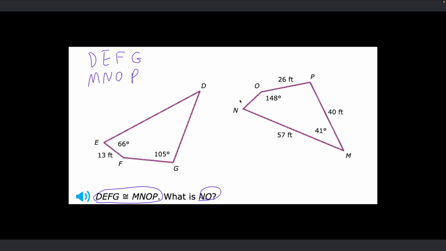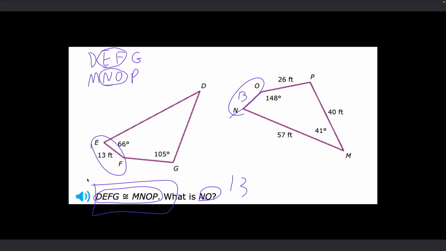So NO is over here, and we don't know what it is, but what we do know is, let's go to our congruent statement. NO, the middle two letters, matches up with EF, the middle two letters. And we know that they're the same. Well, I know that EF is 13, which means that NO must also be 13. Okay, so the answer is just 13. Match up your letters. When they give you this congruent statement right here, it makes it easy.